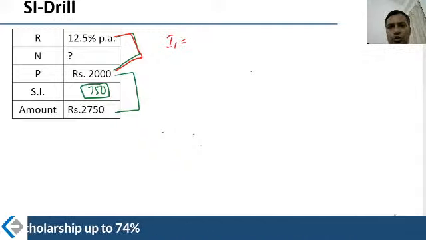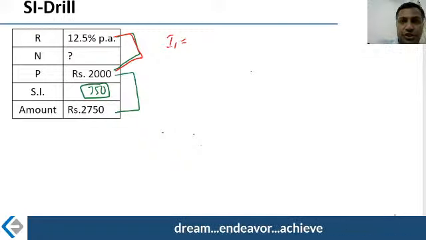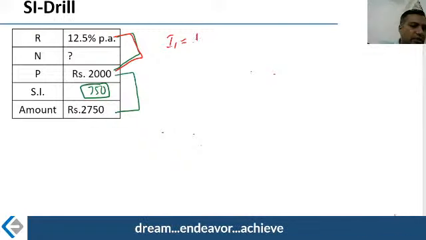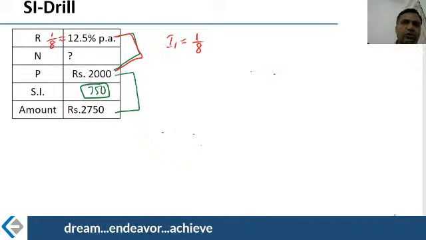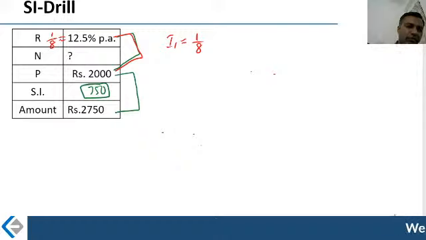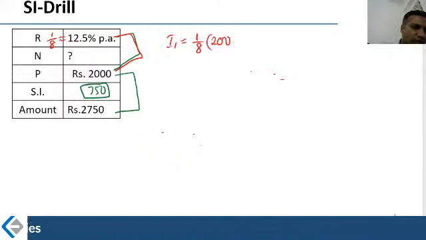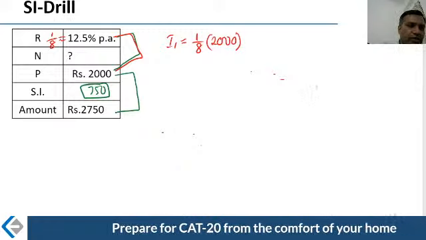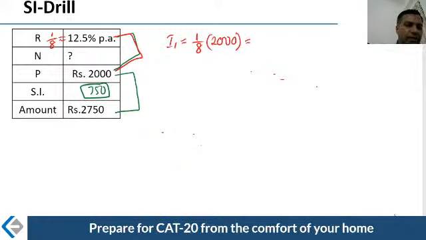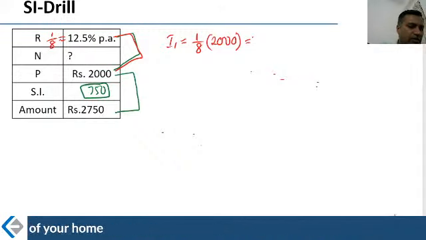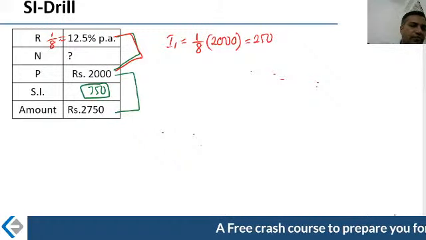12.5%. Look, I already asked you to learn the fraction-percentage equivalents. So 12.5% can be written as 1 by 8. It's better to write like that, a little faster, because we have already learned that. Therefore, let's write it: 1 by 8th of what? 2000. That's R percentage of principal, what I wrote there. 1 by 8th of 2000 is nothing but 250. That is the interest per year.